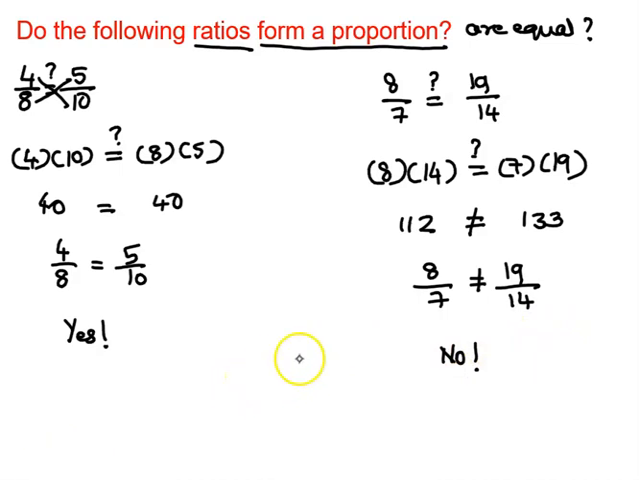So basically, when two ratios are given and we want to check if they form a proportion or not, you multiply across numerator and denominator and find their products to see if they're equal. And if they are, they form a proportion. And if they are not, they do not form a proportion.